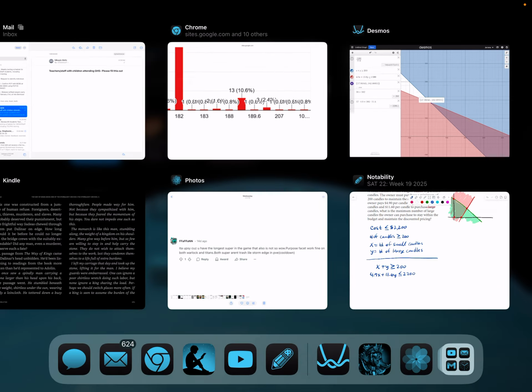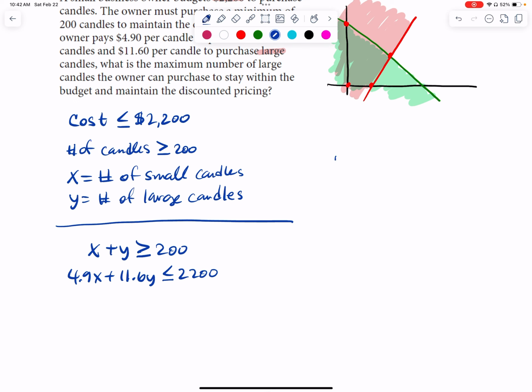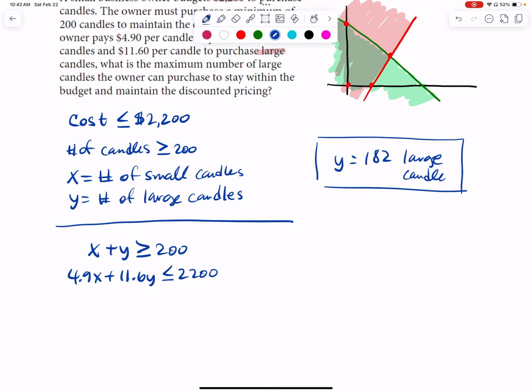So we've reached our answer of y is equal to, being the large number of candles, 182 large candles. And then just type this into the form and be done with it. But are we done with it?